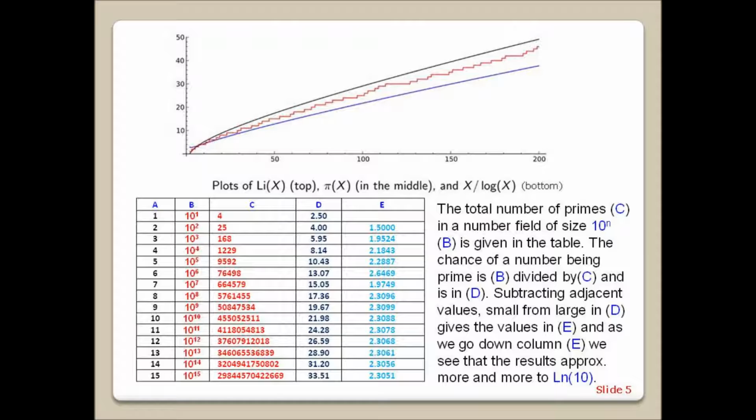Subtracting adjacent values, small from large, in column D gives the values in column E, and as we go down column E we see that the results approximate more and more to the natural logarithm of 10, which was what Gauss observed, but on far smaller samples. For the predicted equations for the prime counting function that have been generated by the mathematicians, you will need to look them up on Wikipedia or look at the Riemann Hypothesis videos on YouTube.